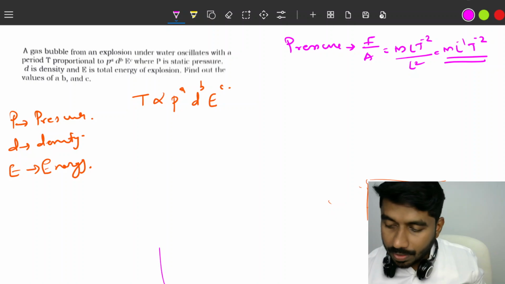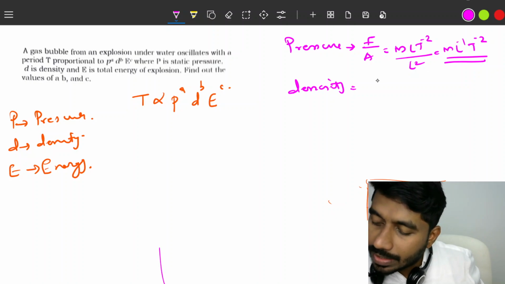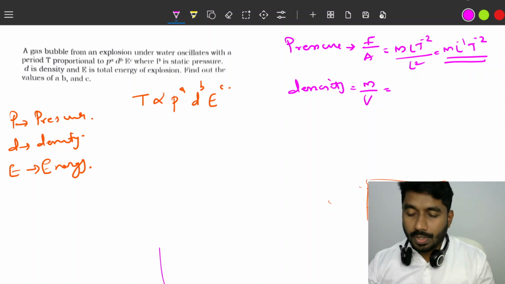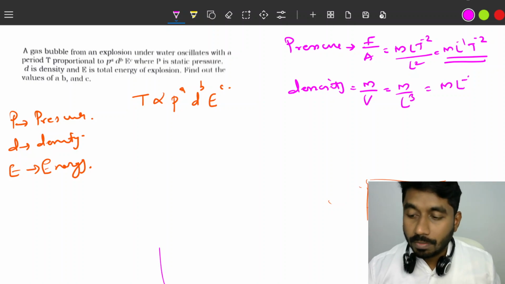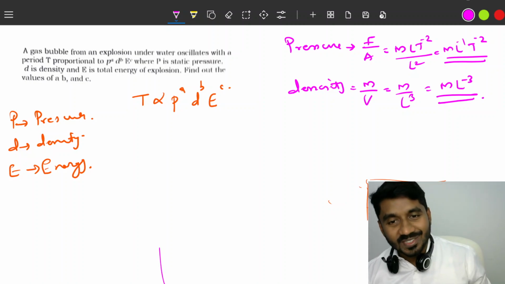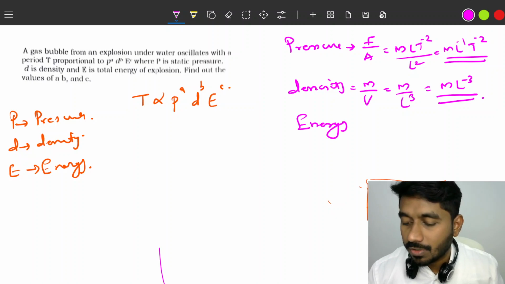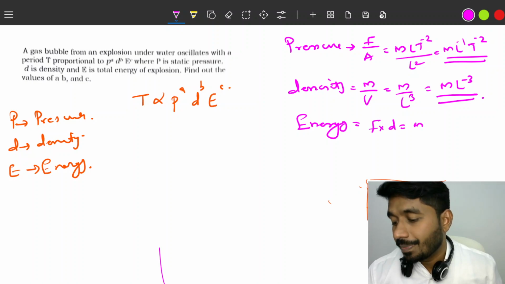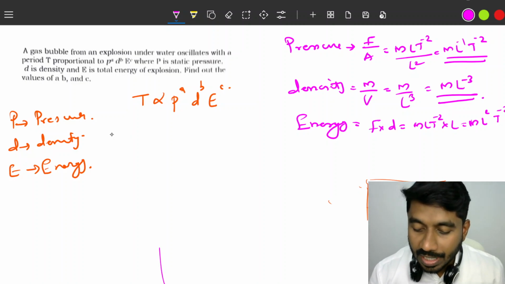Now let's see what is the dimension of density. I already gave you the dimension of density. It is mass by volume, M by L cube, ML raised to minus 3. Clear? Now we need to find the dimension of energy. What is the dimension of energy? We know that force into displacement, MLT raised to minus 2 into L, equal to ML square T raised to minus 2. Now let's substitute everything here.